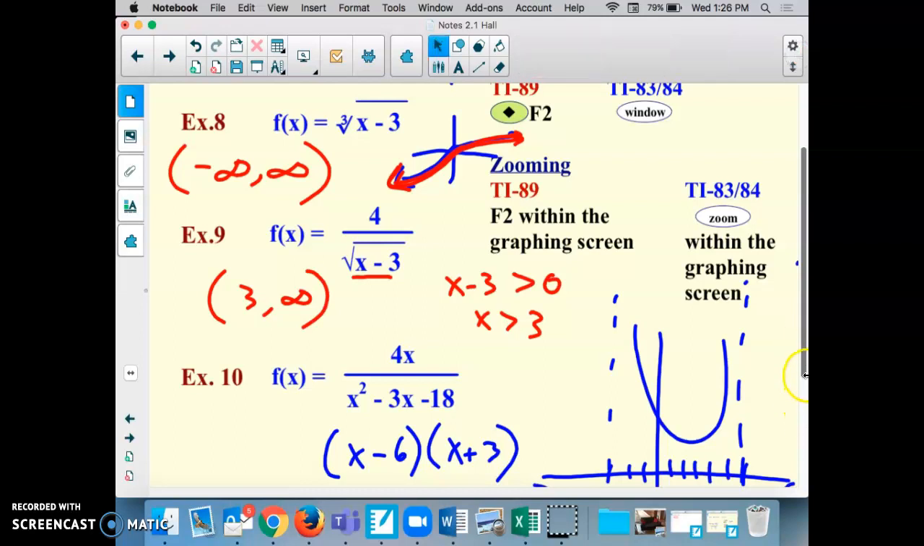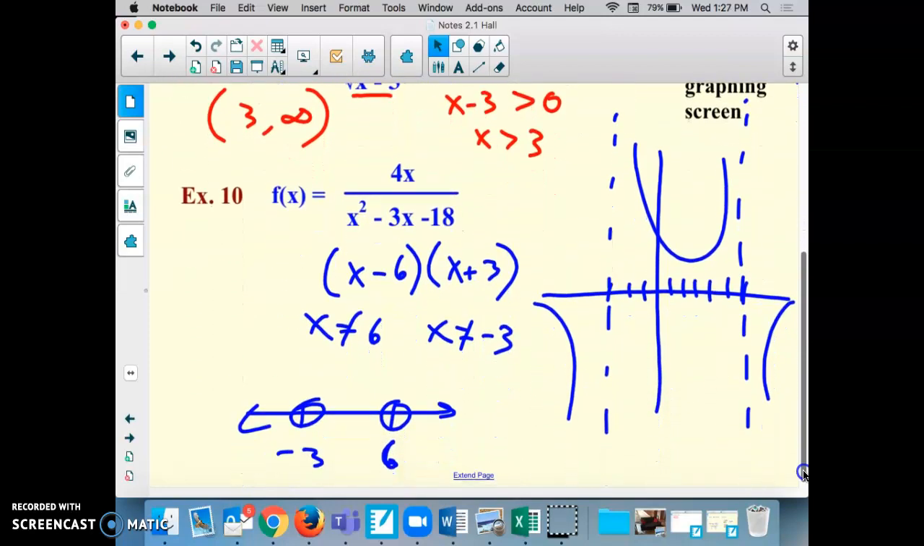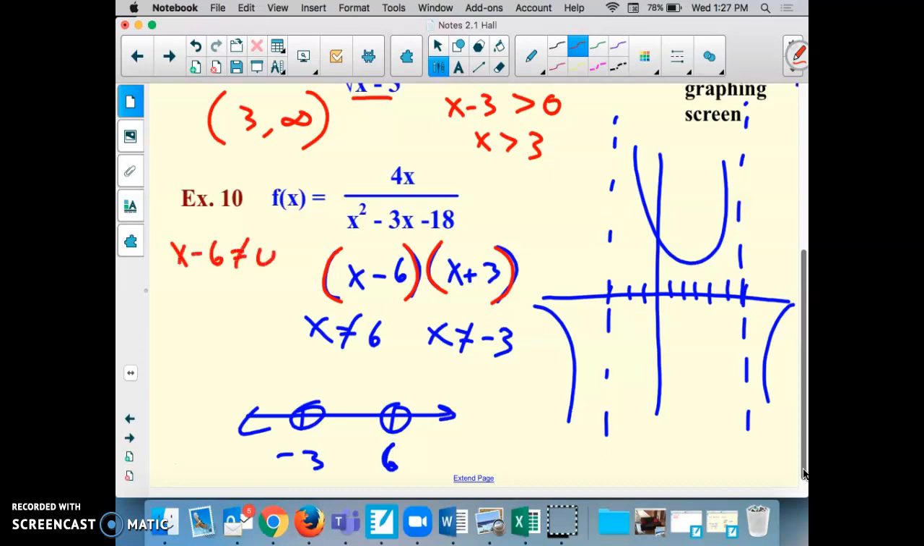Example 10, a little bit more complicated, another rational function, but in this case, it has a quadratic polynomial in the denominator. And so I'm going to factor that. I factored it to x minus 6 and x plus 3. And now think about what would make your denominator 0. It's a fraction, all right? X minus 6 cannot equal 0, and x plus 3 cannot equal 0. And so if you solve those, x cannot equal 6, and x cannot equal negative 3.